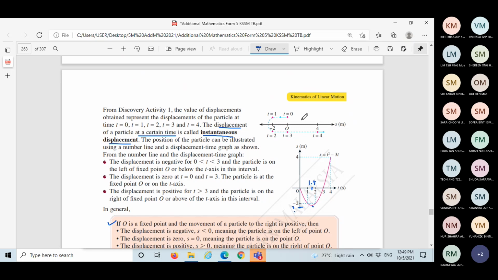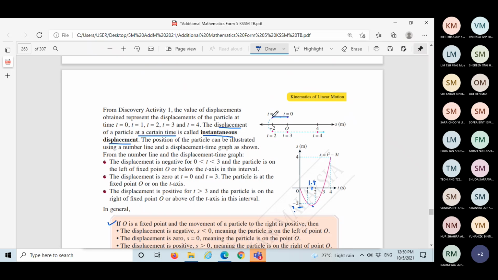So we see when t is 0, it is at 0, meaning here is a fixed point O. So when t is 0, the particle is here. Then after that, when t is 1, it goes to -2. So from here, the particle moves to here, -2. -2 means 2 meters to the left of the fixed point O.